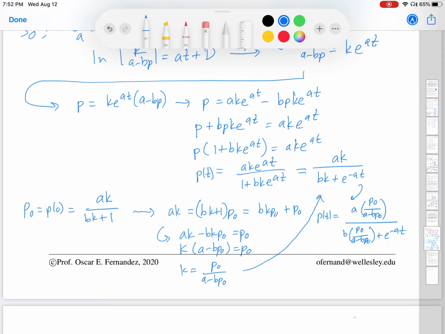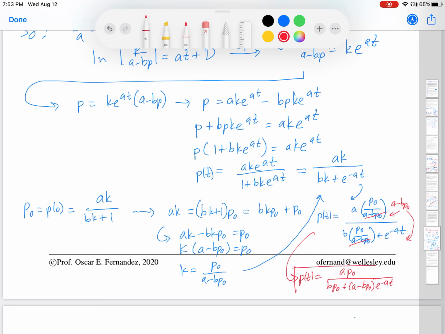Okay, so this looks really busy, right? But what I'm going to do now is multiply the numerator and denominator by a minus bp0. In the numerator, that's going to get rid of this, so the numerator just leaves us with a p0, which should start to look familiar. The denominator, when I multiply that in as well, will get rid of this in this term. So that gives us the bp0, and then it'll add the a minus bp0 factor to e to the minus at.